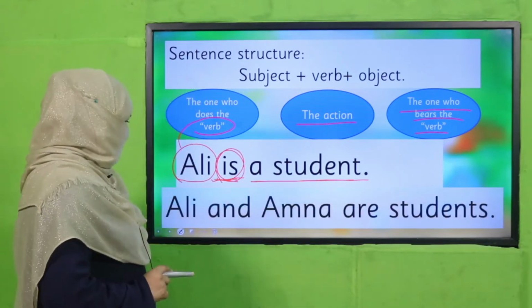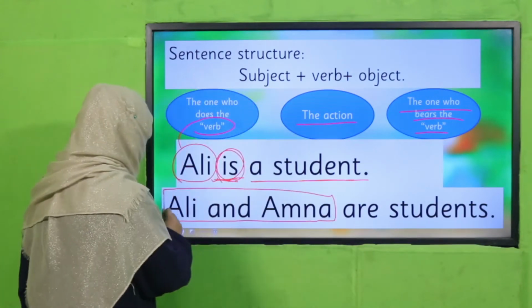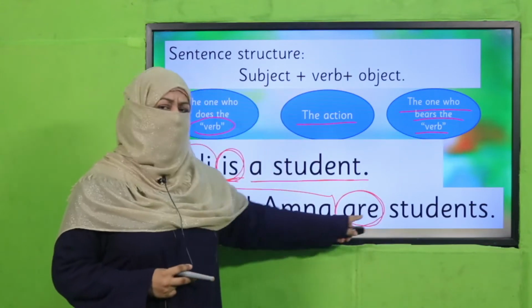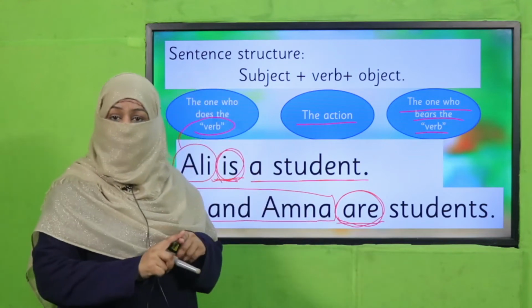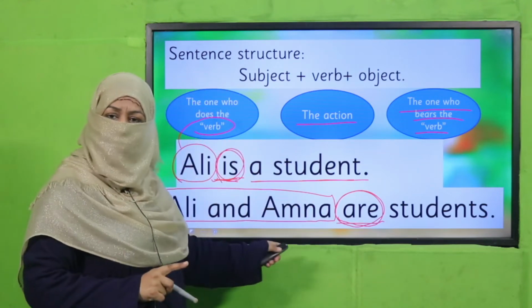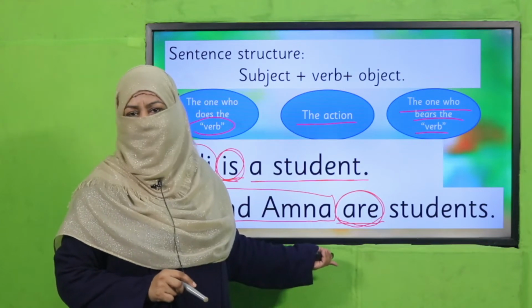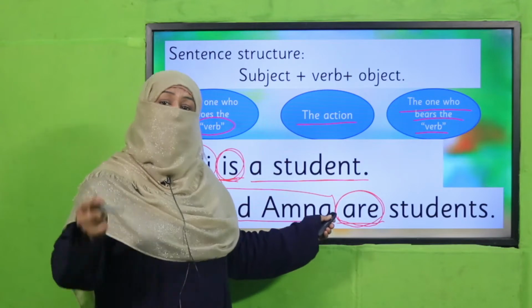Okay. In another example, Ali and Amina, now there are two subjects, are students. Once again, this are, is there any other verb? No. It means this are is the main verb. It is telling the state of the subject as well as the tense of this sentence. Do you understand?